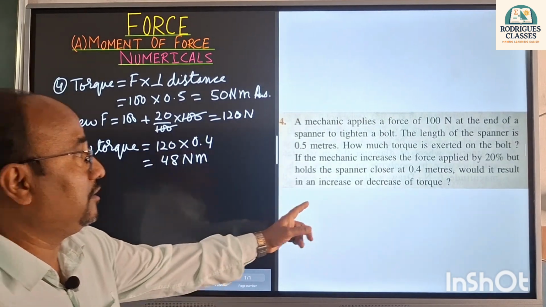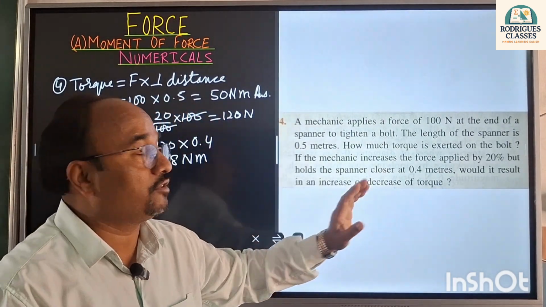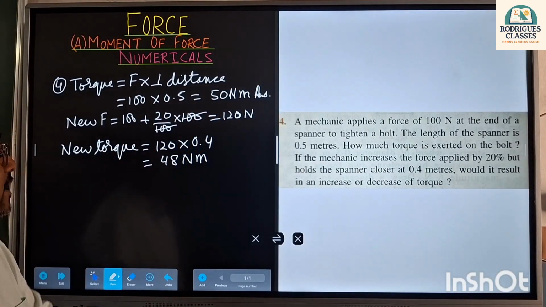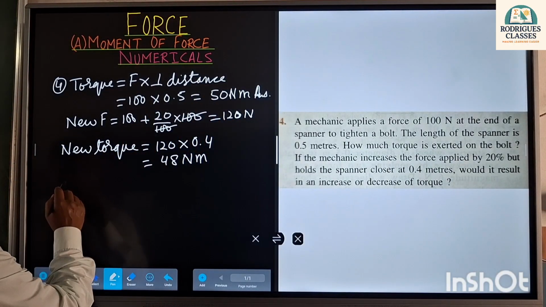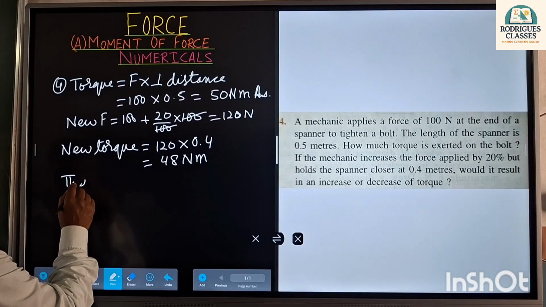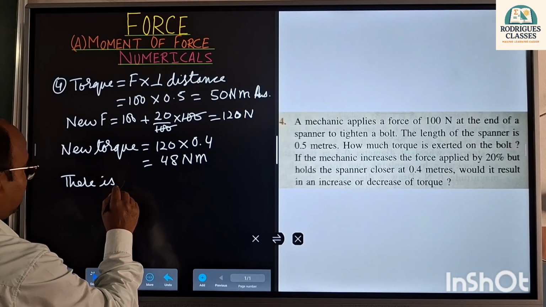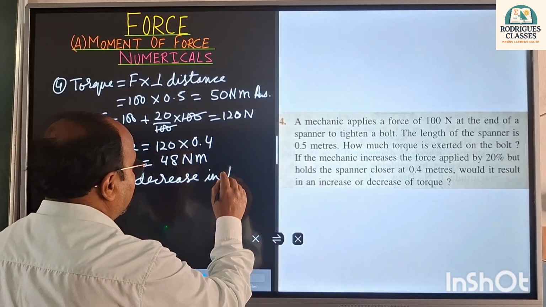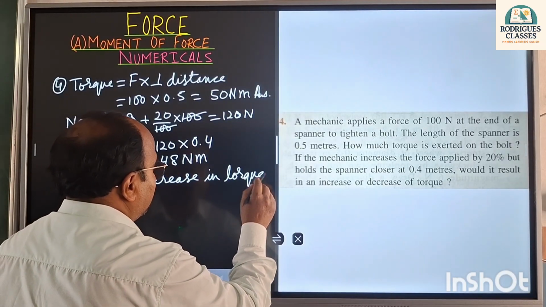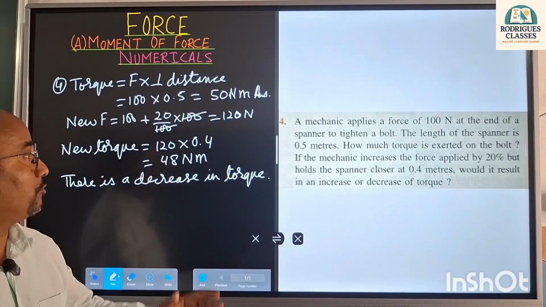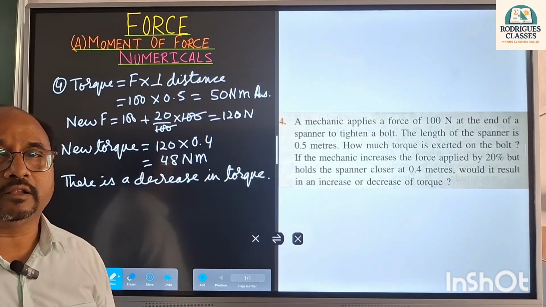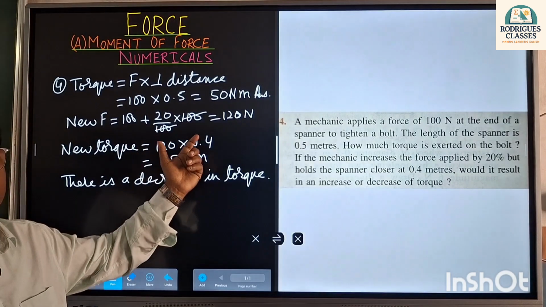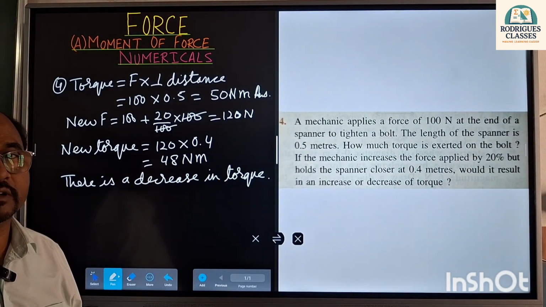So it is asked, would it result in increase or decrease of torque? Earlier it was a torque of 50 Newton meter, now 48 Newton meter. So we will write there is a decrease in torque. So hope you have understood this numerical, how to work it out, and do remember to convert the changes in percentage into values and do it.